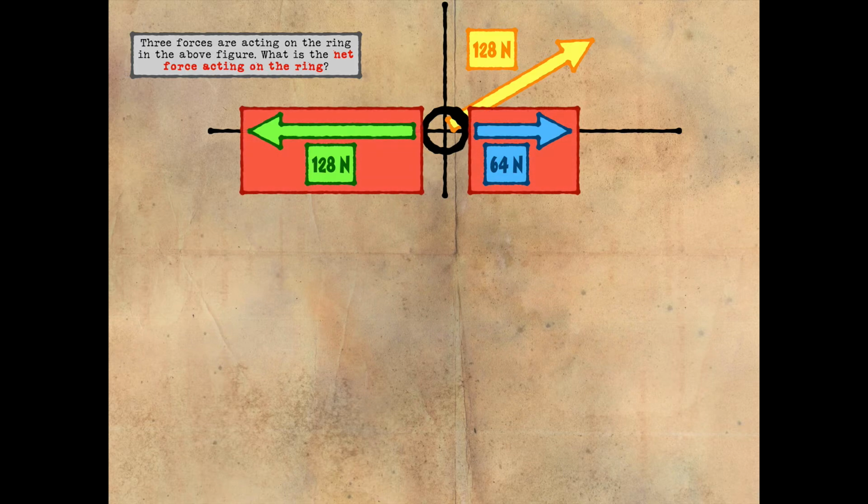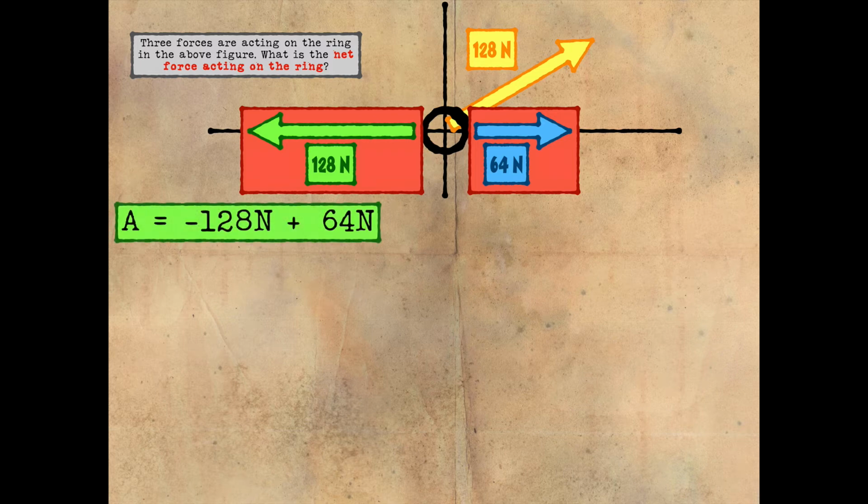So the first thing that I want to do is deal with the x component, my horizontal. Because I noticed that in my horizontal, there are two forces that are acting in opposite directions of each other. I have 64 newtons to the right and 128 newtons to the left. So I want to call this vector A, which is my horizontal vector. So what is the net force? What is the net horizontal force in this case?